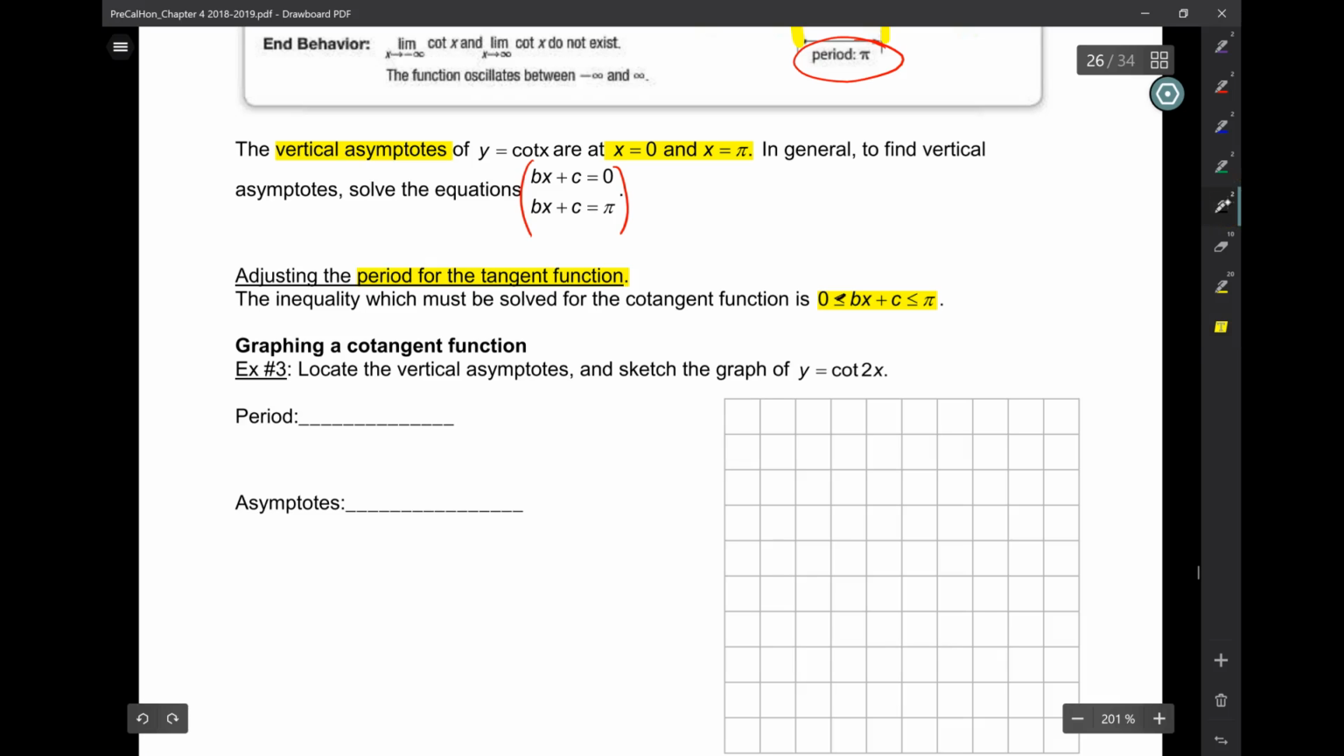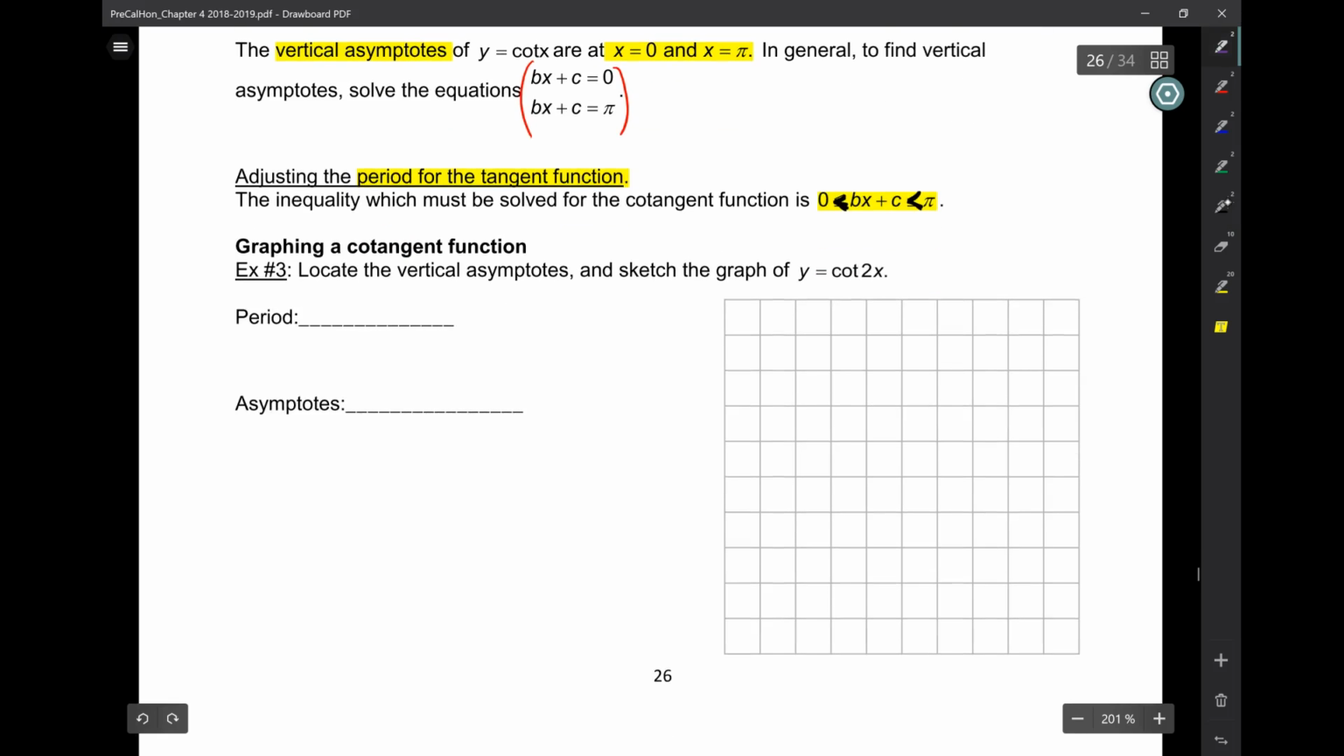So here, since there is an asymptote, these are going to be just less than. All right? Okay. So let's go with this one. So here we have y equals cotangent of 2x. We want to find vertical asymptotes and we want to sketch the graph.